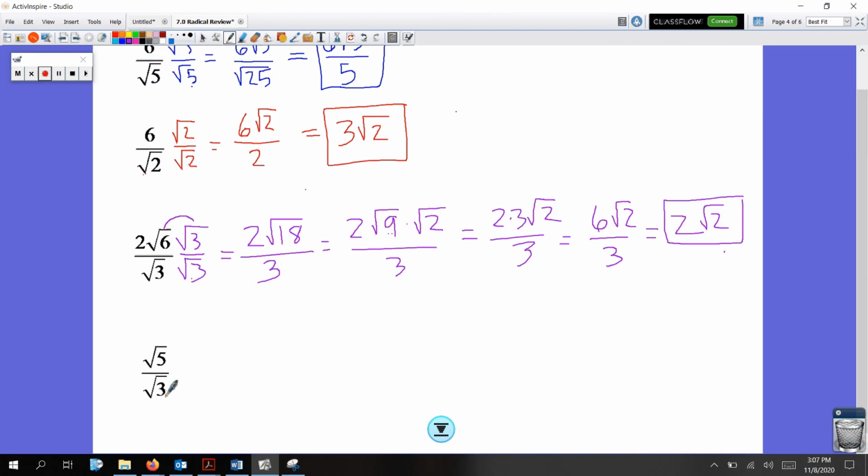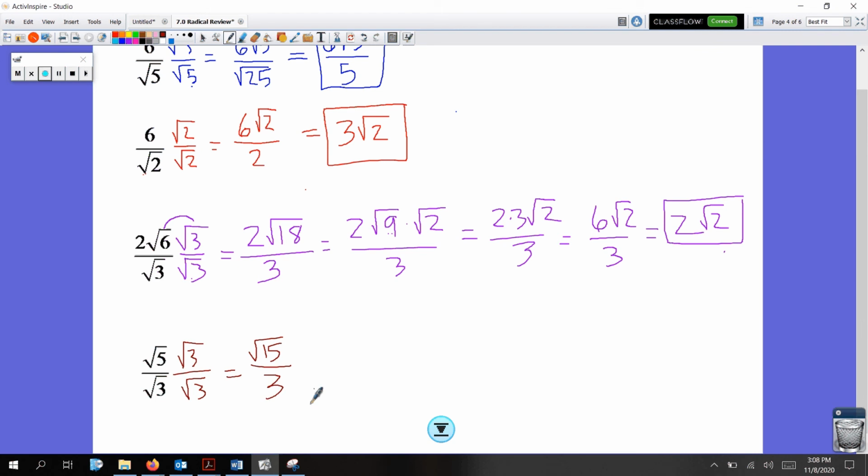I have root 5 over root 3. Remember, it's the denominator that we use to determine what we're going to multiply by, and we can't have radicals in the denominator. So we're going to multiply by root 3 over root 3 once again. Root 5 times root 3 is root 15, square root of 15. And square root of 3 times square root of 3 is just 3.